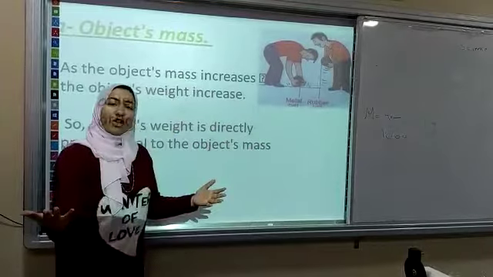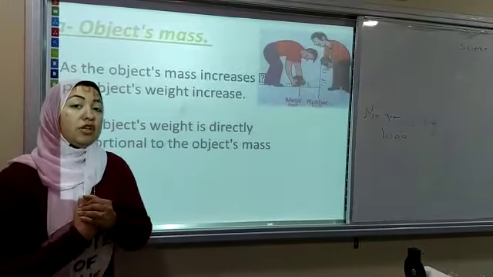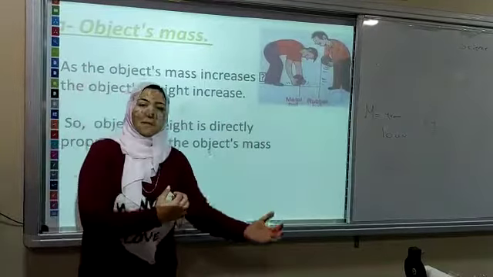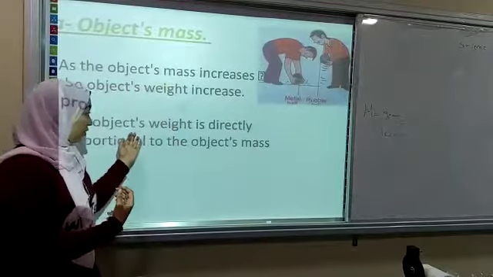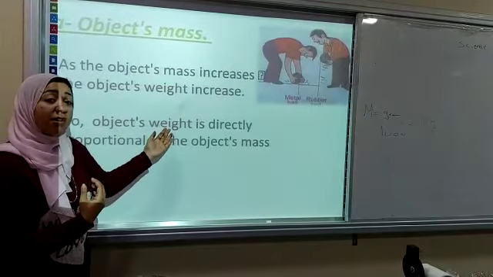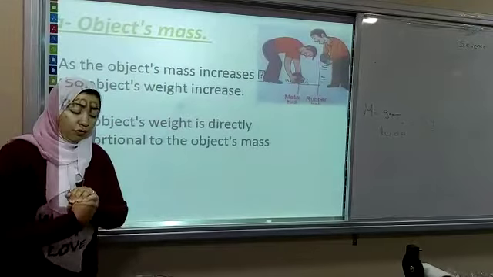So we have the conclusion quickly. If the mass of the object increases, the gravitational force of the earth will increase. And if the mass decreases, the gravitational force will decrease. Understood this part? So this is a direct relationship between the object's mass and the gravitational force of the earth.